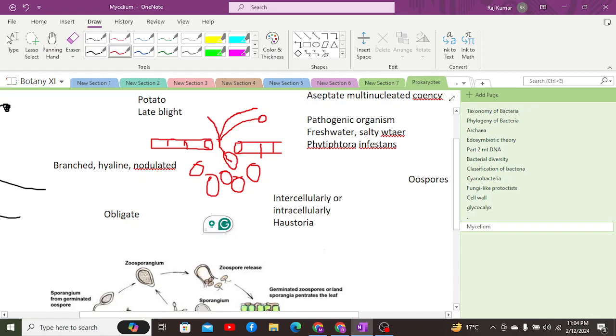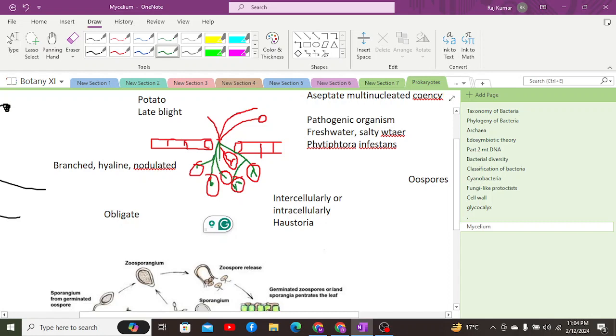It either inserts one of its hyphae, or it can also insert multiple hyphae inside it. Of course, we cannot call it hyphae; we can more conveniently call it haustoria, because its hyphae are known as haustoria. So as the haustoria goes inside, haustoria tends to absorb the nutrients from here.